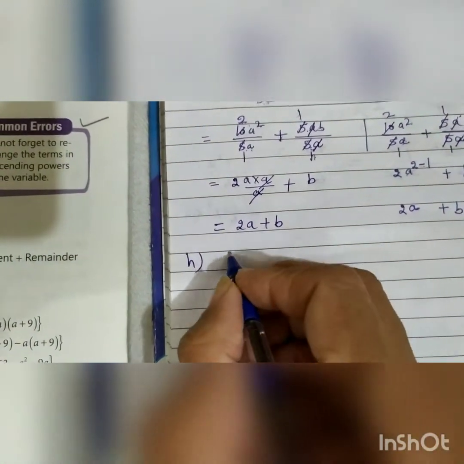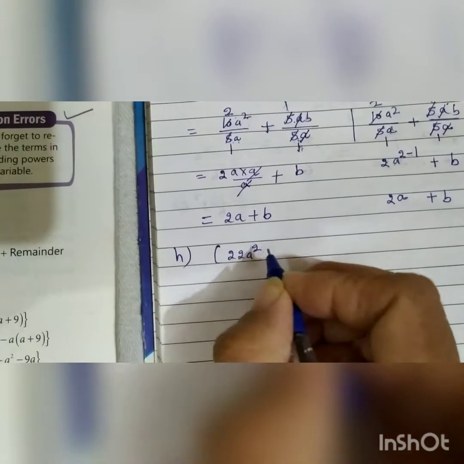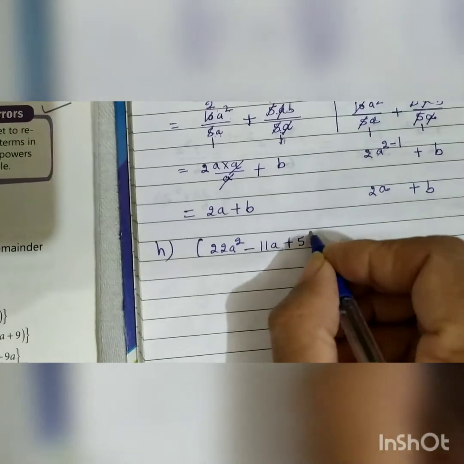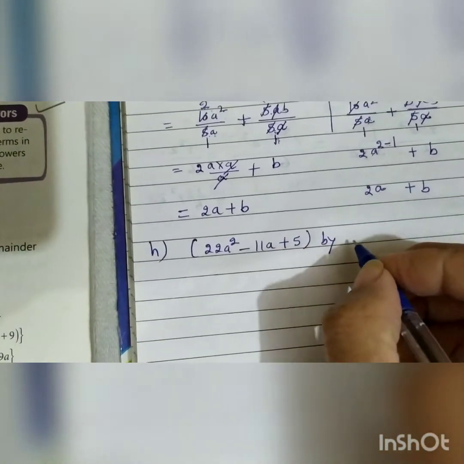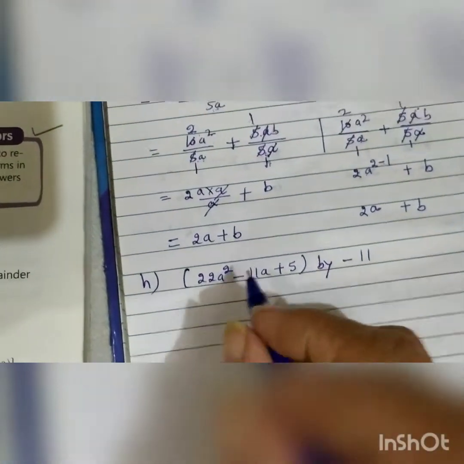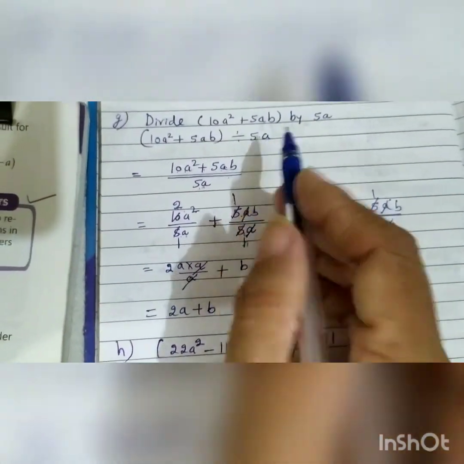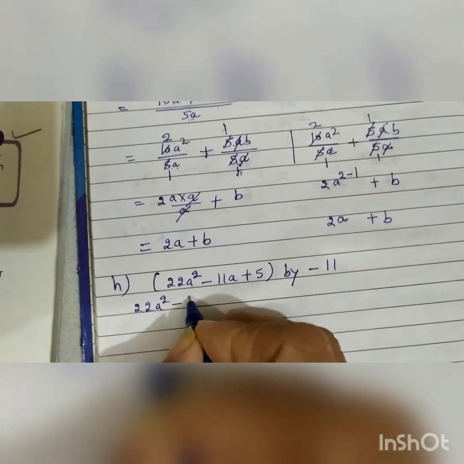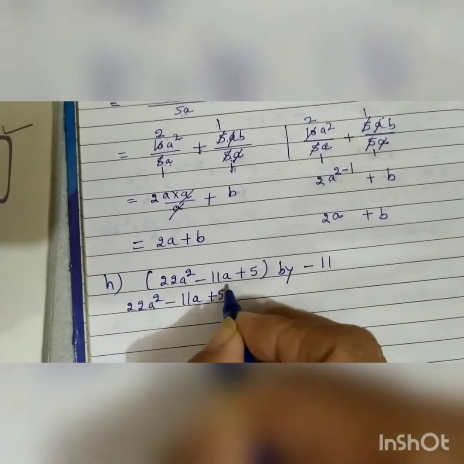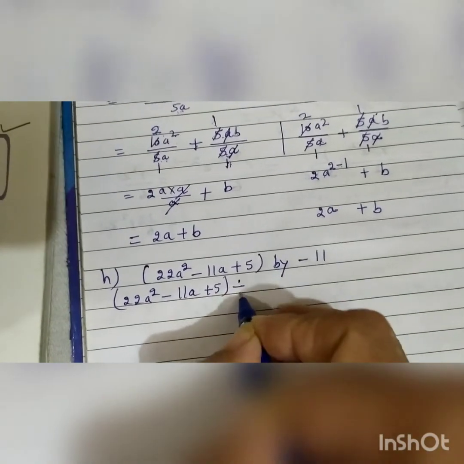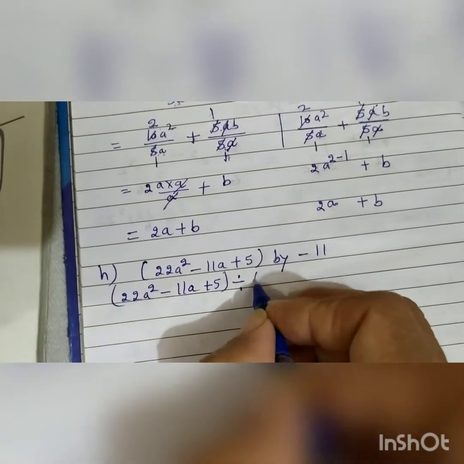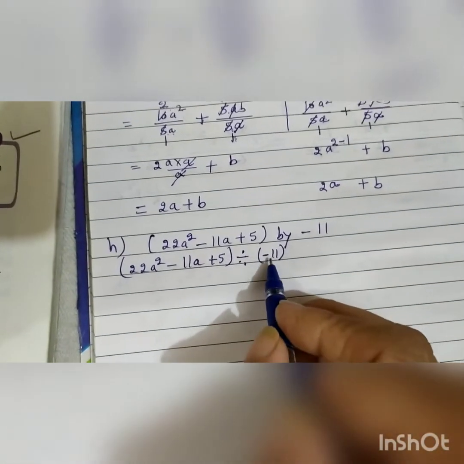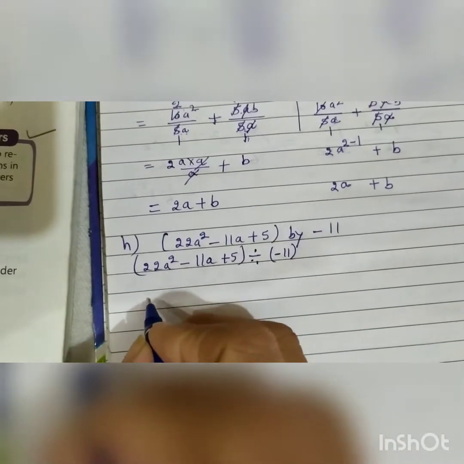Now come to part H. Its part H is 22a square minus 11a plus 5 divided by minus 11. Again first we will write it in this form: 22a square minus 11a plus 5 divided by minus 11. I am writing minus 11 like this, otherwise the division sign and minus sign will mix.